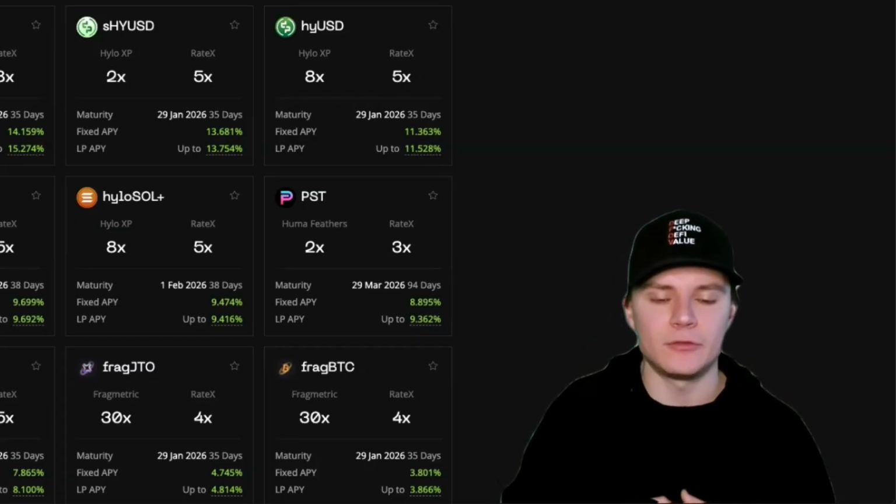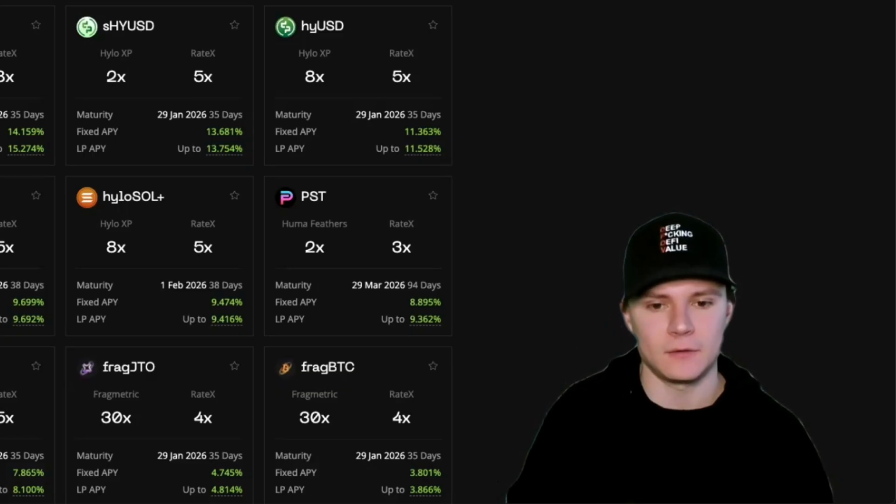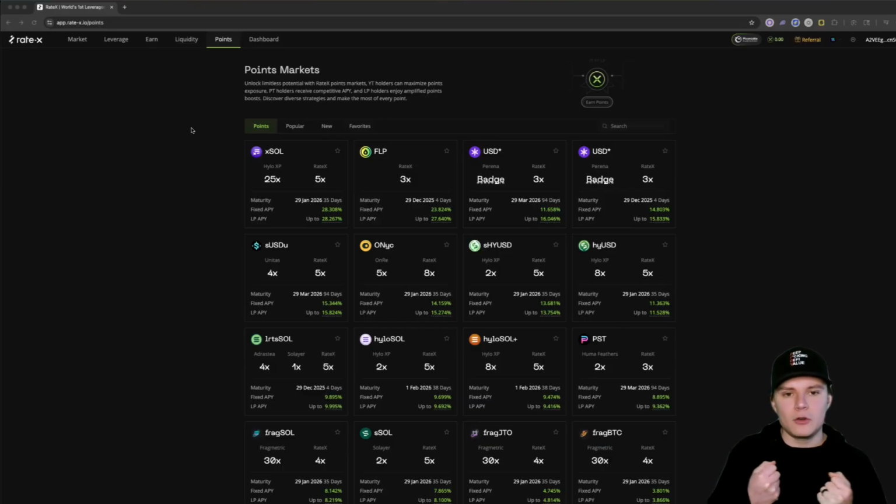If you haven't already read up on how interest rate trading works, it's essentially creating fixed rate instruments out of variable rate underlyings. So let me break that down. Within crypto, the base or most prevalent form of yield is a floating rate. The rate's always changing based on supply and demand.